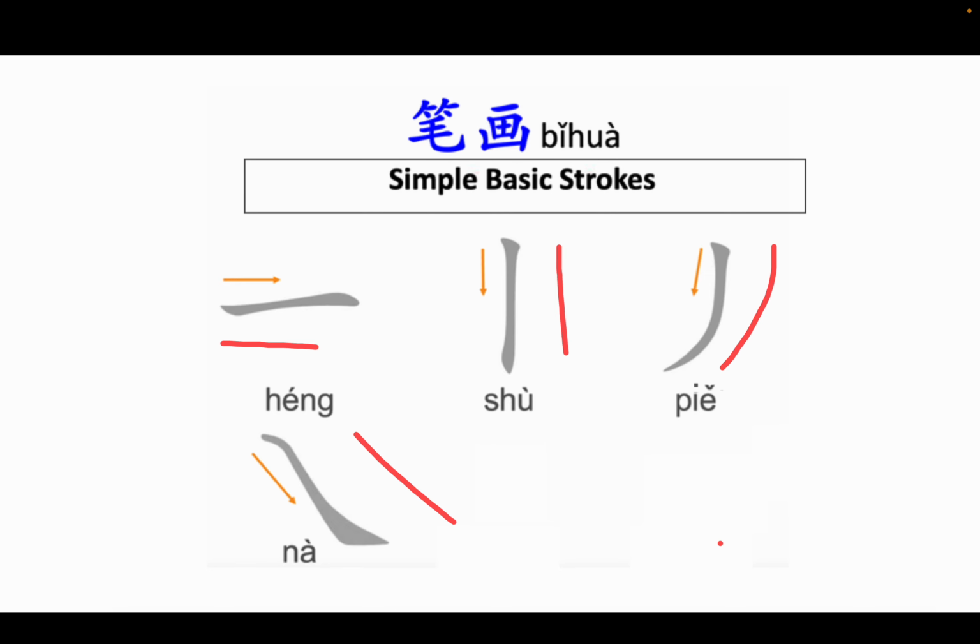The last stroke is 点, which means a dot. So we're gonna do a dot. Even writing a dot in Chinese, we follow from left to right. Alright, this is 点.